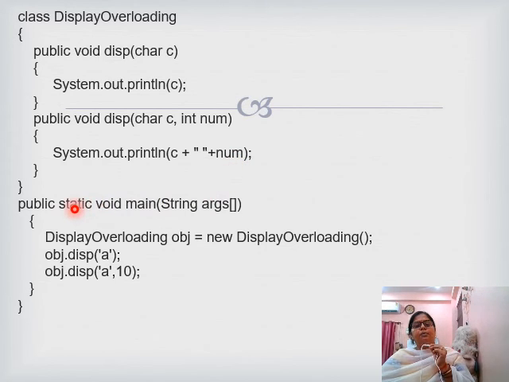Then we have called it in our main program. Here, you all see that we have created an object. Your class is DisplayOverloading. The DisplayOverloading object has been created here with the new keyword. See, and in this obj.dis, this is your first function. In this, the character a is there, and in the second function, when invoked, we have used a for c, and 10 for your integer num.